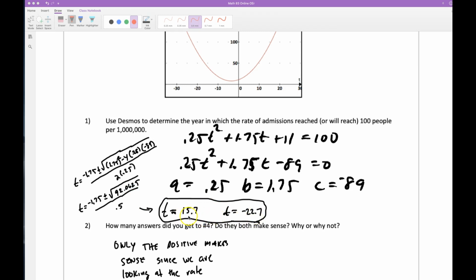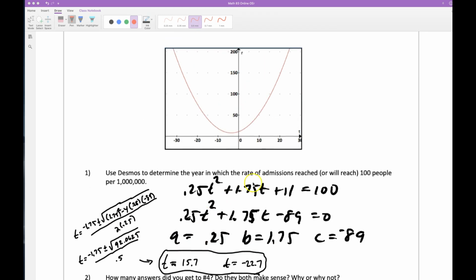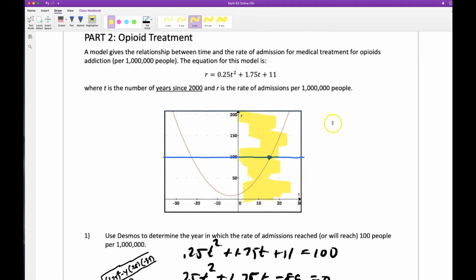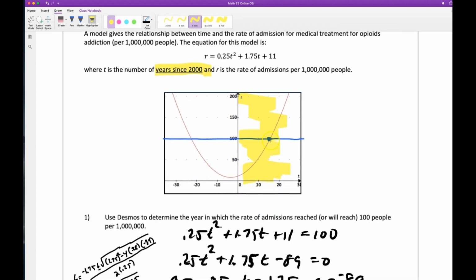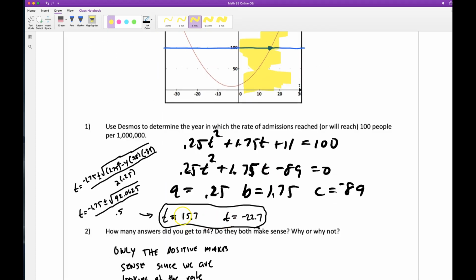And so these numbers are the time when it equals 100, which is this value right there. This is where it equals 100. The only one that we're really interested in is this half of the curve in this case. The other side is not part of our problem because we're only looking at years since 2000. So technically we don't need to use the left side. So we only have this one answer, which occurs at t equals 15.7 there.